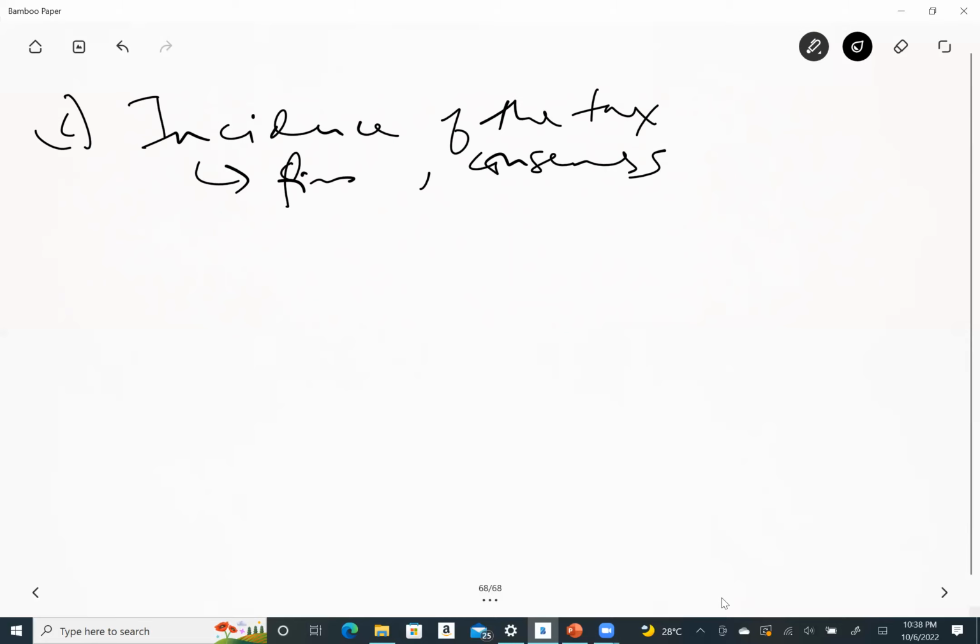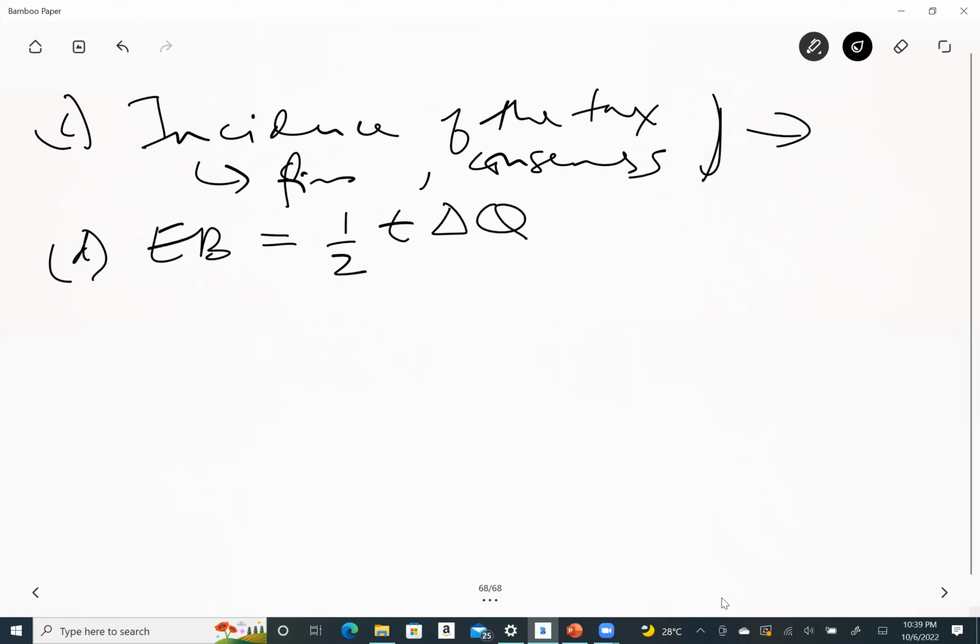So you do that somewhere there. And then last part, the excess burden is equal to what? It's equal to half T times delta Q. Compute that. You will get some number.